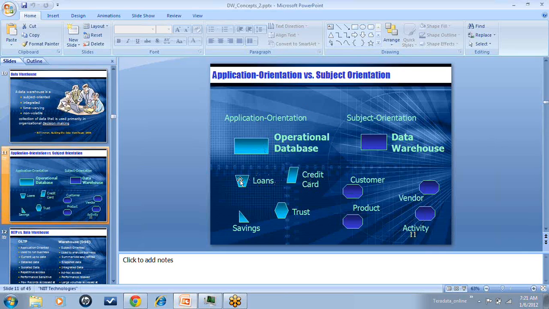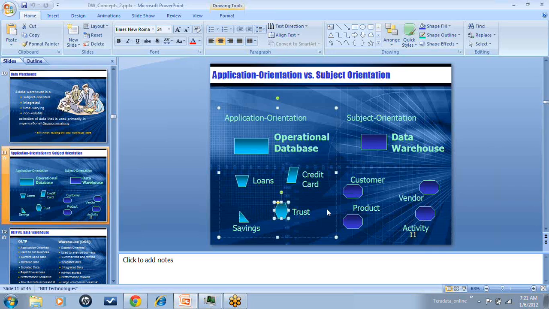Loans is an application. Credit card is an application. Savings: whoever opens savings accounts in my bank, all those customers would be handled through the savings application. Like this, the customer relationship, trust, all these applications will be segregated as per the functionality.